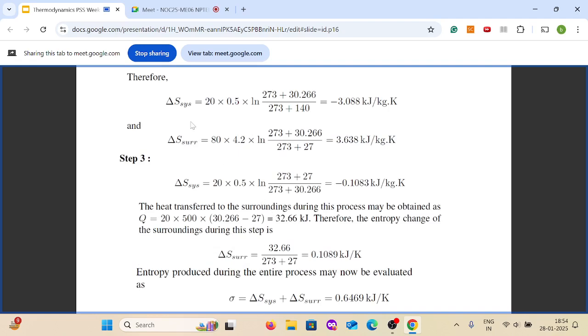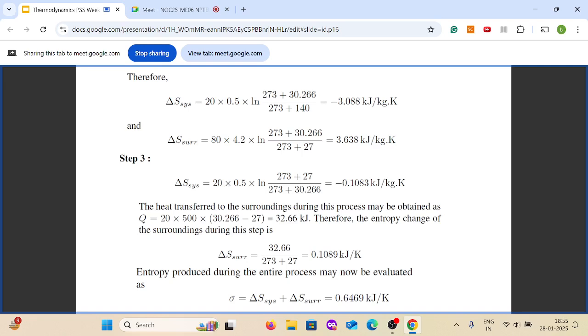So next is delta S of system. Delta S of system is again the same, MC ln T2 by T1. So we know the initial and final temperature of the casting and the water, so we can find out the entropy change, and it will come out to be minus 3.088, and for surrounding it is 3.638. Both are MC ln T2 by T1.